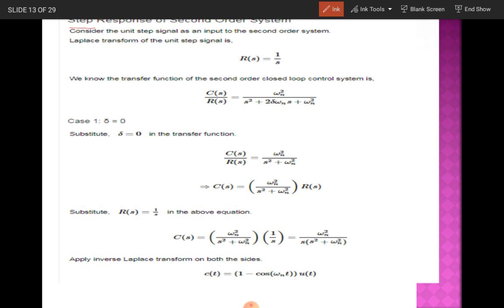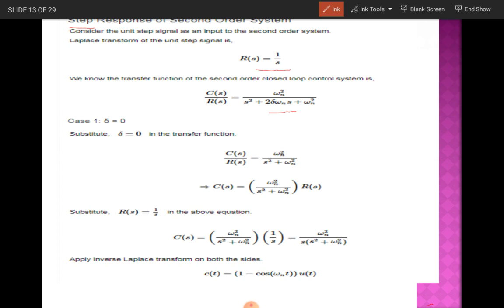For a step response, R(s) is equal to 1/s. Then we take the closed loop transfer function, C(s)/R(s) is equal to omega n square divided by s square plus 2 delta omega n s plus omega n square. Then we can write the expression for the closed loop transfer function for different cases of damping factor.